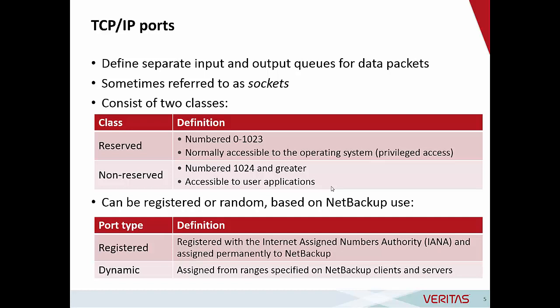We can also make a distinction between registered ports and random ports. A registered port is a well-known address, one that is registered with IANA, and there is a known service from a specific application that is listening on that port. For example, the VNetD process on 13724 is using that port exclusively. No other service on that server should be using it. And generally, when you talk about registered ports, you're talking about listening.